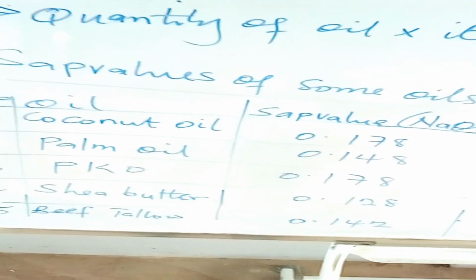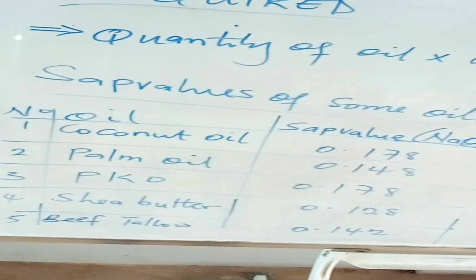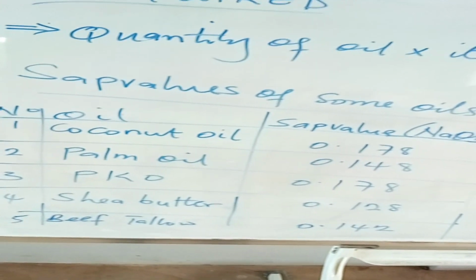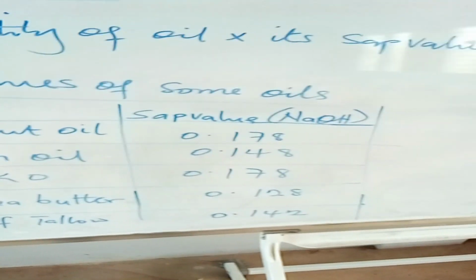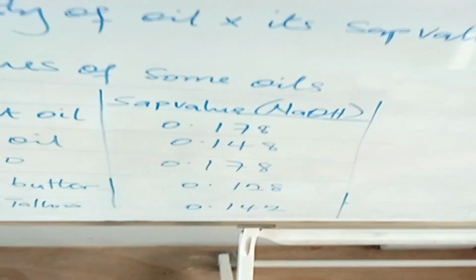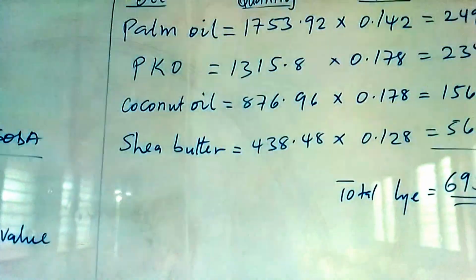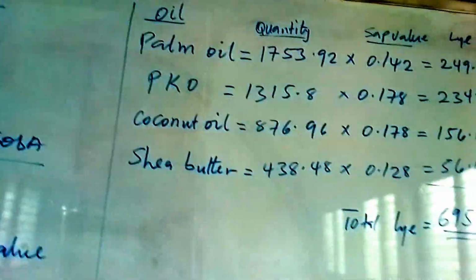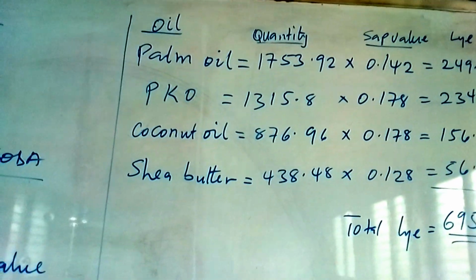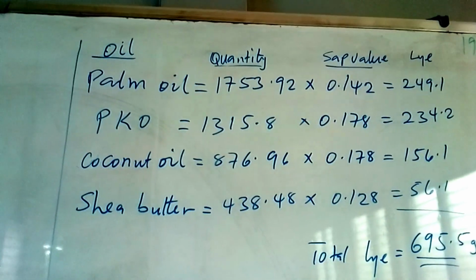As I said earlier, to determine the quantity of lye or caustic soda required, you multiply the quantity of oil by its saponification value. In part 1, that was step 2, we were able to determine the quantity of oils that we'll be using for our production. In the first video that we had, we came out with the quantities of oil required for our production.